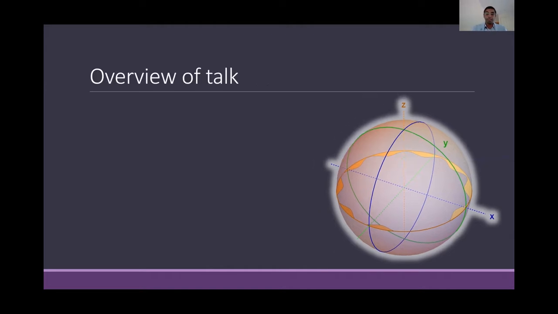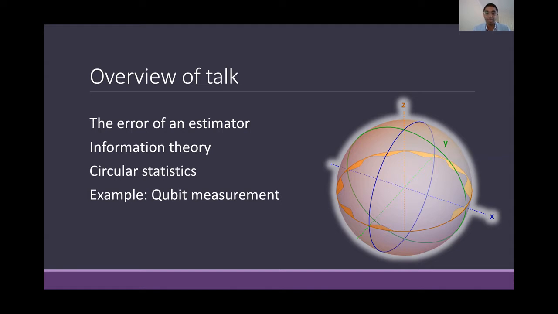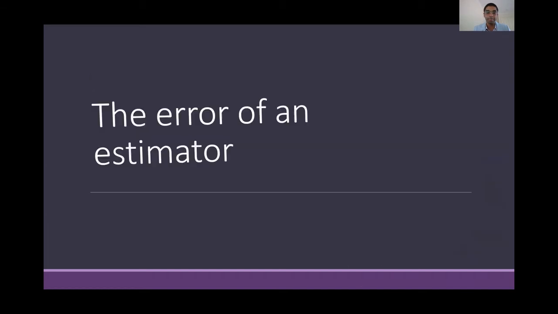As an overview of the talk, we're going to talk about, one, the error of an estimator. Two, we're going to introduce the tools from information theory that we use to solve this problem. Then we're going to introduce some tools from circular statistics. And lastly, as an example, we're going to talk about qubit measurement. The things that we introduce are general inequalities, but for this talk, we're just going to specialize to the example of measurement on a qubit.